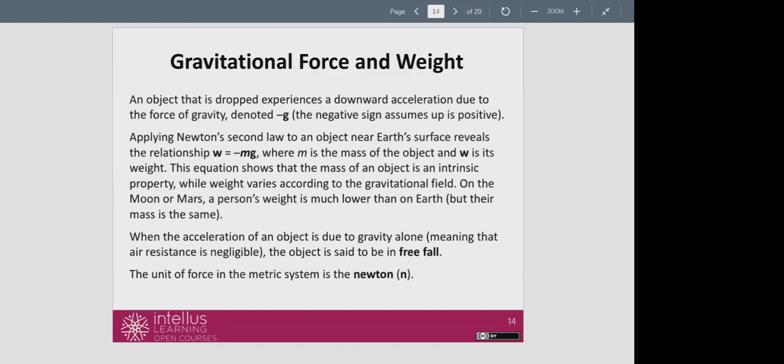So again, mass is not location dependent. Weight is location dependent, and it depends on the gravitational field. Okay. And so we already know that when we just focus on the acceleration of gravity alone, no air resistance, the object is in free fall. But now we know how to take that acceleration and multiply it times the object's mass to get its weight.